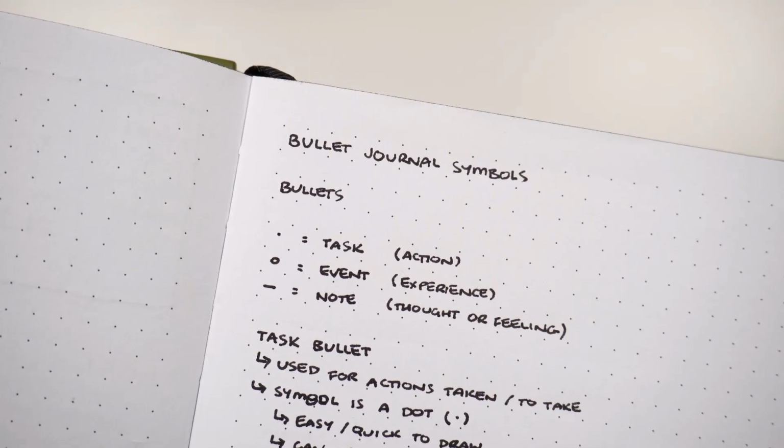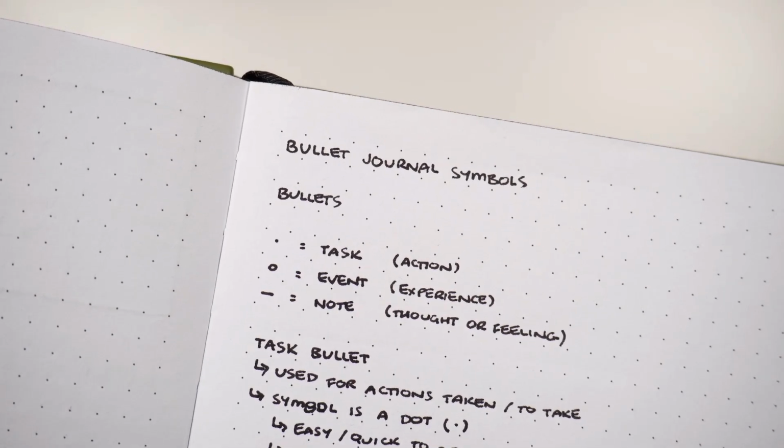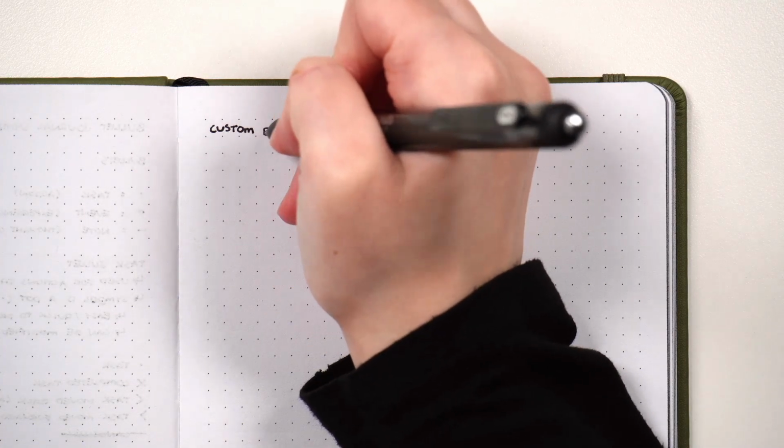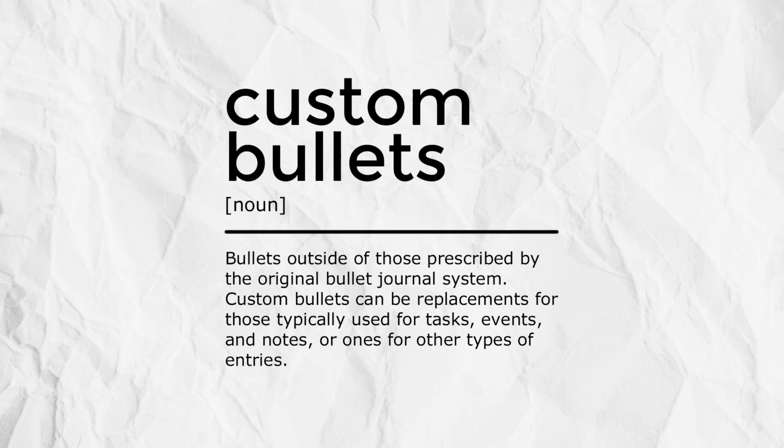While those are the bullets and modified bullets given to us by the original bullet journal system, you can also set up what are called custom bullets, and these are bullets that you decide on for yourself. This is effectively any bullet or type of modification that's outside of the original set, and we would pick these so that we can make our journals as useful as possible to us as individuals.